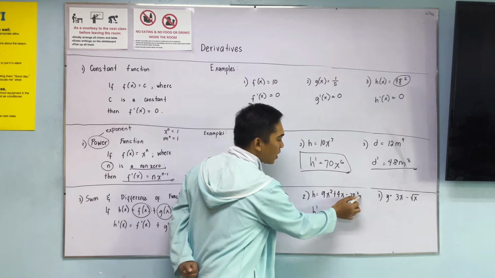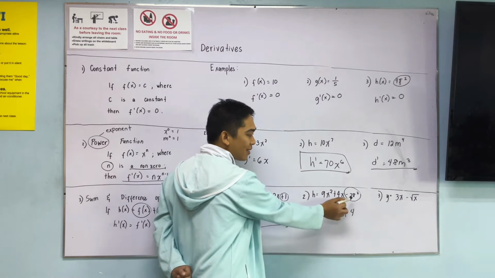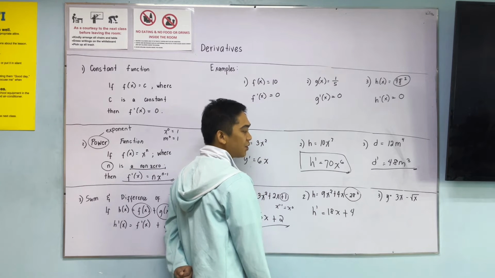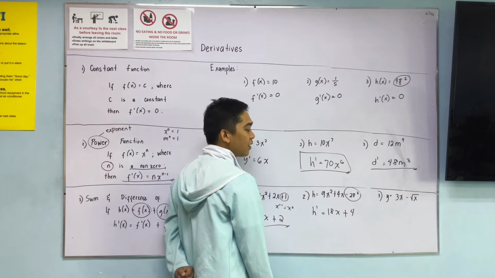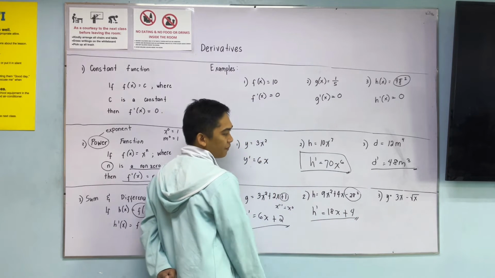Now, minus 2 pi squared. This is a constant. So, ang value din niya ay 0. O ang derivative niya ay 0. So, ito na yung ating sagot.